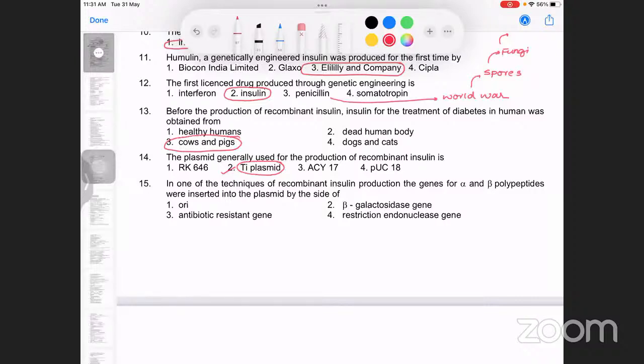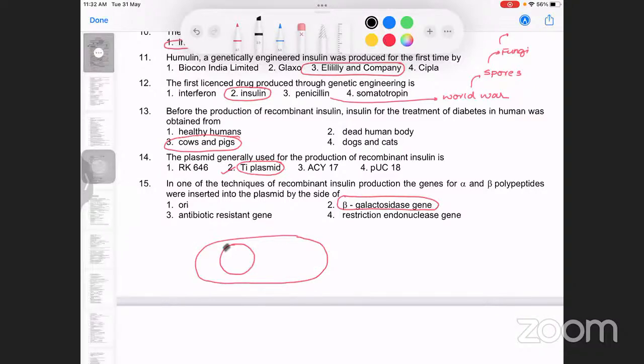Then, in one of the techniques of recombinant insulin production, the genes of alpha and beta, that is A and B polypeptides, were inserted in the plasmid by the side of ORI, antibiotic resistance, beta-galactosidase gene, or restriction site. Okay, it was introduced by the side of the beta-galactosidase gene. So if you take this bacterial cell, let us presume this is a bacterial cell, and the bacterial cell has a plasmid. So this is the Ti plasmid. Okay, so it will have a promoter. Say this is the promoter.